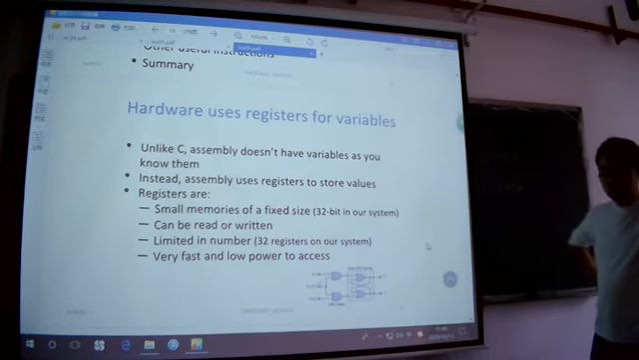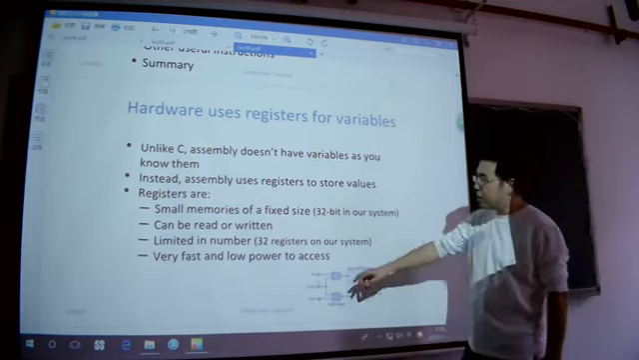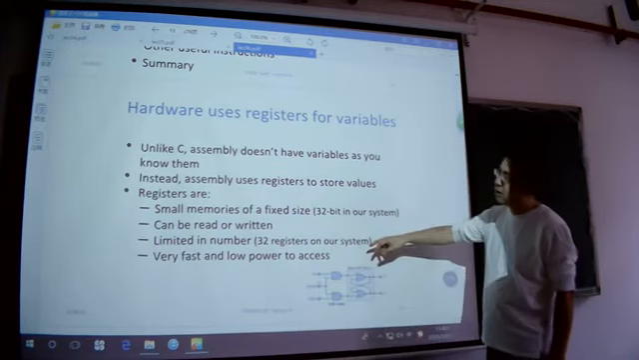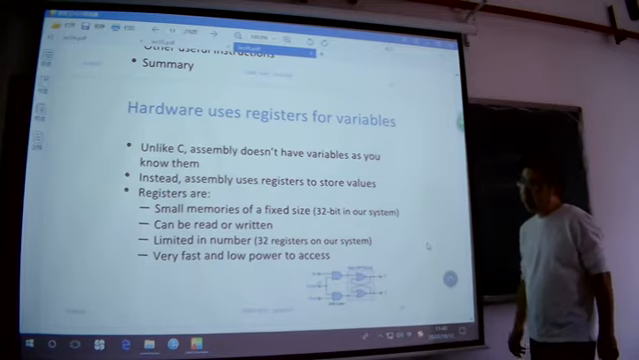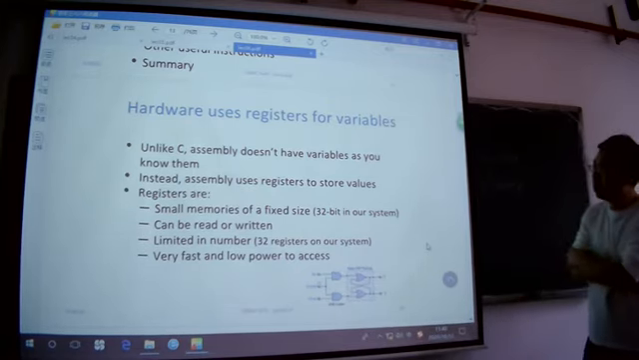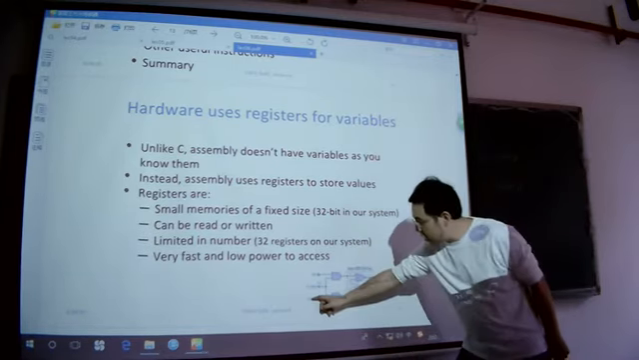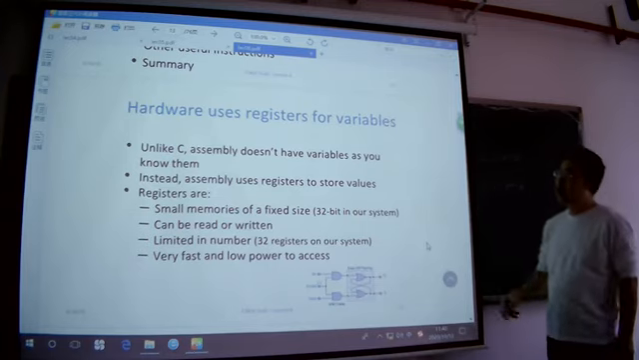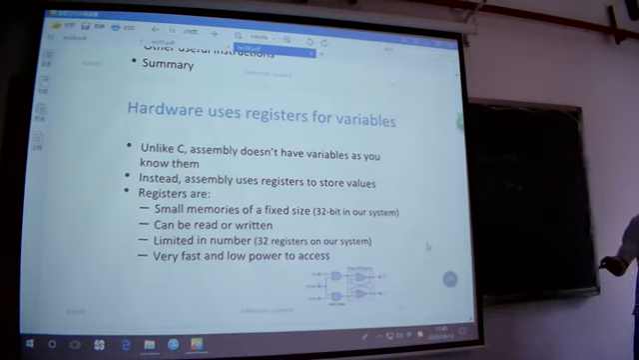So the register is a small memory. Registers are small memories of a fixed size. They can be read or written. They are limited in number, and they are very fast and low power to access. So you can find VLSI can show the registers. The registers are in the CPU. We can't touch them, but we can use them.